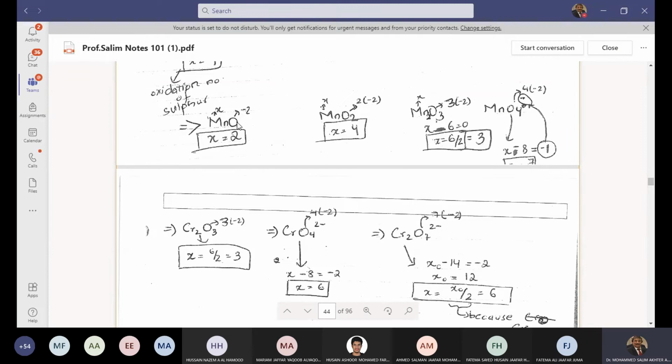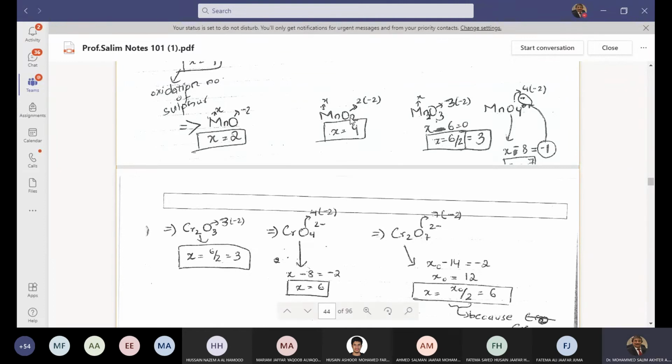MnO. What is the charge on oxygen? -2. What will be the charge for Mn? X. X will be 2, right? X plus (-2) equals 0. X will be plus 2.